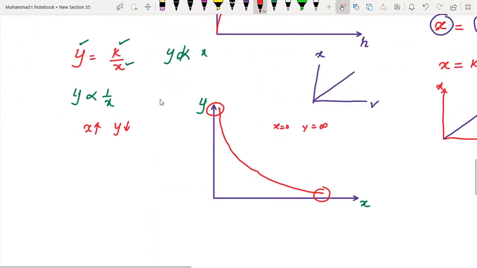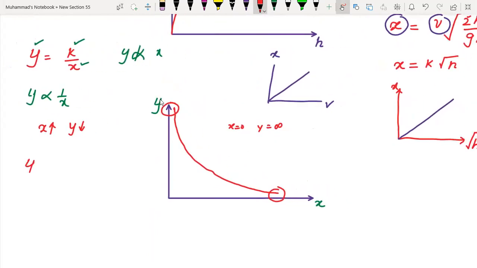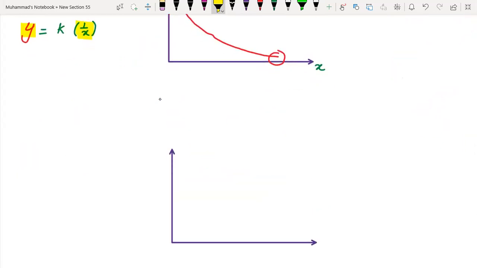But if you plot a graph of y versus 1 over x, you can easily see from here that y is directly proportional to 1 over x. So if I put 1 over x as a single variable, then y is proportional to 1 over x. So instead of x on the x-axis, if I put 1 over x on the x-axis versus y, then the graph will be a straight line.